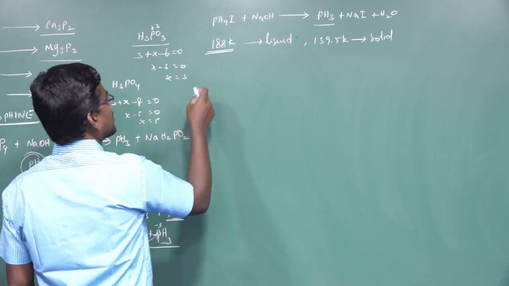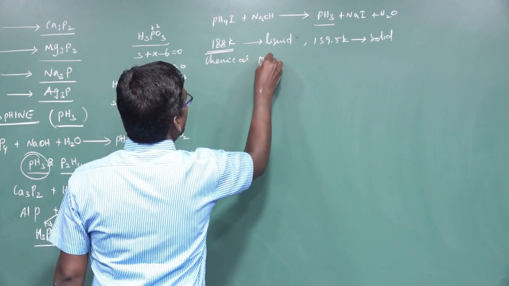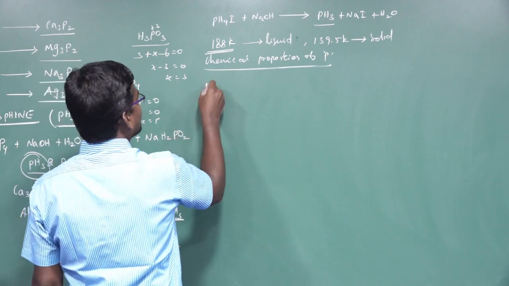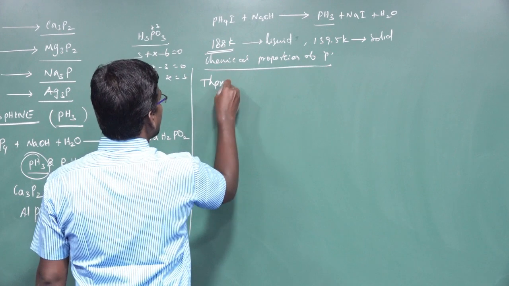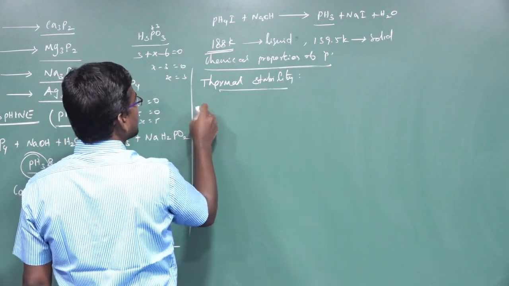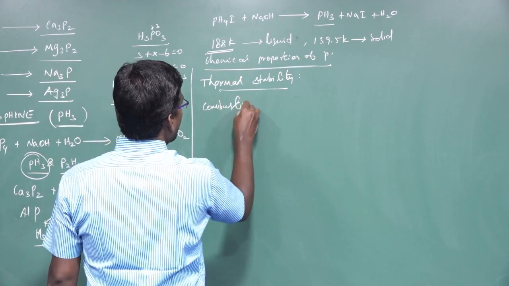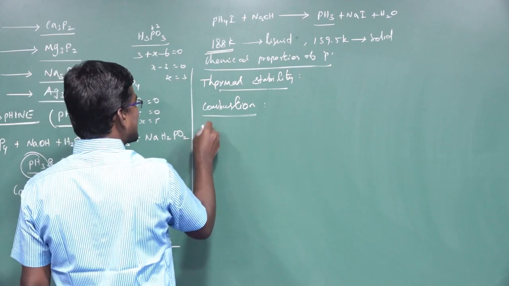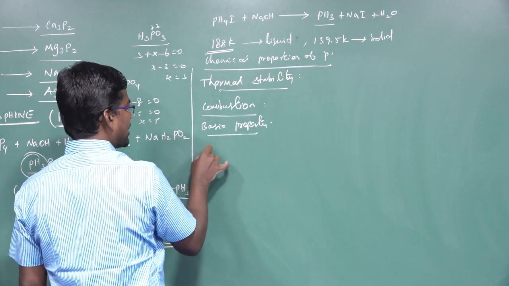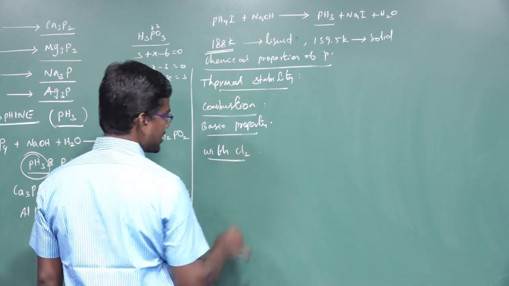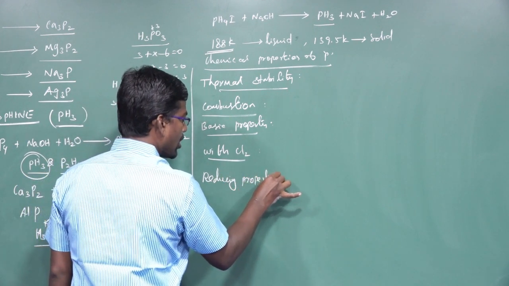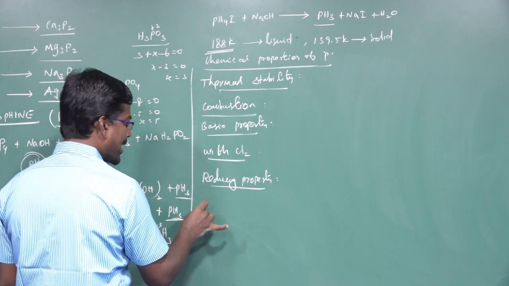Next, chemical properties. First, thermal stability. Next, combination with air, that is a combustion process. Another one is its slightly basic nature, the basic property. It reacts with halogens, with chlorine. Next, reducing property. The last one, formation of coordination compounds.